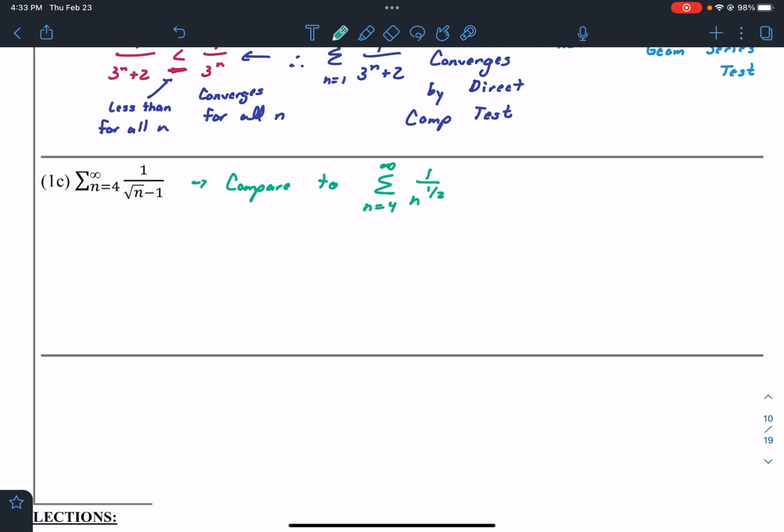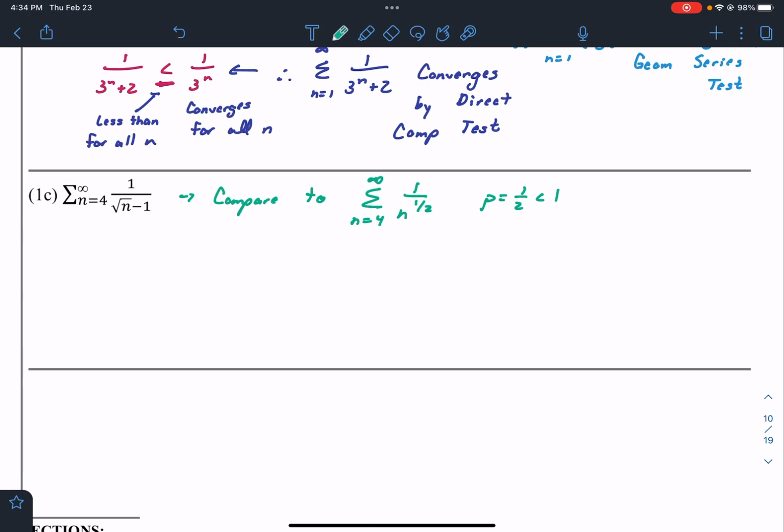That is a p-series function. P is equal to 1/2, which is less than 1. But if the power is less than 1, that means this series is diverging. So this series, our comparison series, if you will, diverges by p-series test.